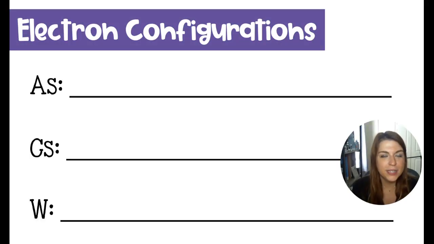Now, something to note is that all of the noble gases are going to end on a blank p6. So helium is, well, helium's an exception. Helium is 1s2. Neon would be 2p6. Argon is 3p6. Krypton is 4p6. Xenon is 5p6. Radon is 6p6.